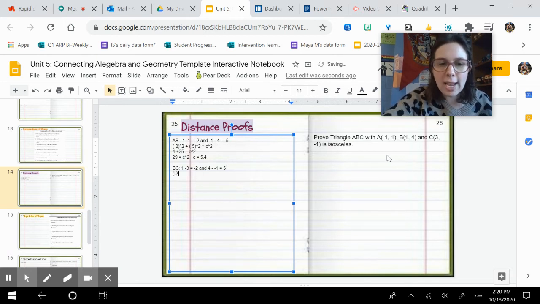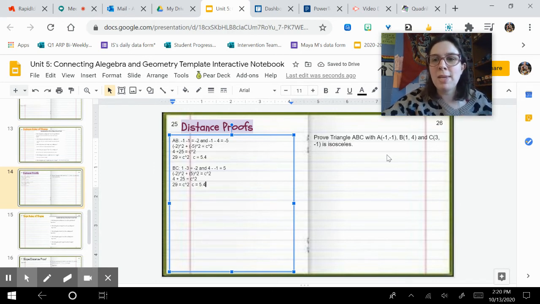So -2 squared plus 5 squared, again it doesn't matter that the 5 is positive because it's going to end up being positive anyway, equals c squared. -2 squared is 4 plus 5 squared is 25 equals c squared. 4 plus 25 is 29 equals c squared. When I square root it, c equals 5.4. But we still have to do AC because this might end up being an equilateral triangle. We need to know that it's isosceles, so I can only have two sides that are equal.